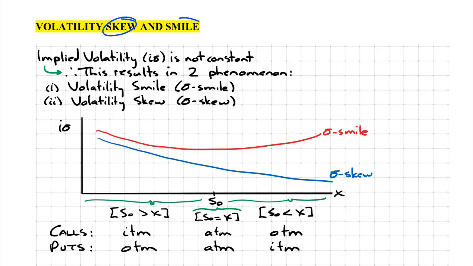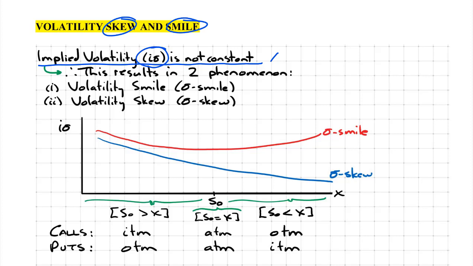Volatility skew and smile. Implied volatility is not constant. And let me just stop right there. Why do we need to know about implied volatility? Because option values are dependent upon volatility. Specifically, the greater the volatility, the more valuable the option will be.